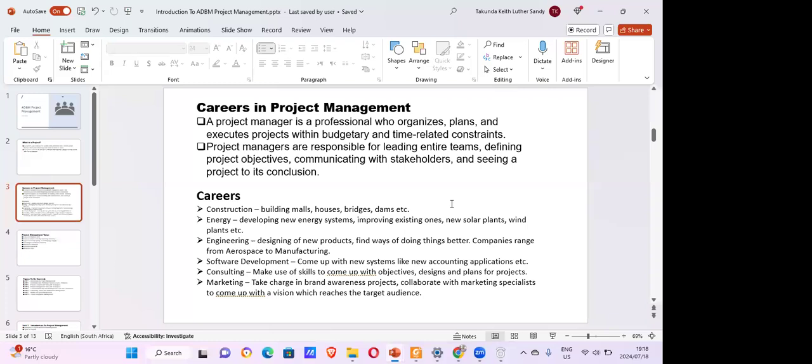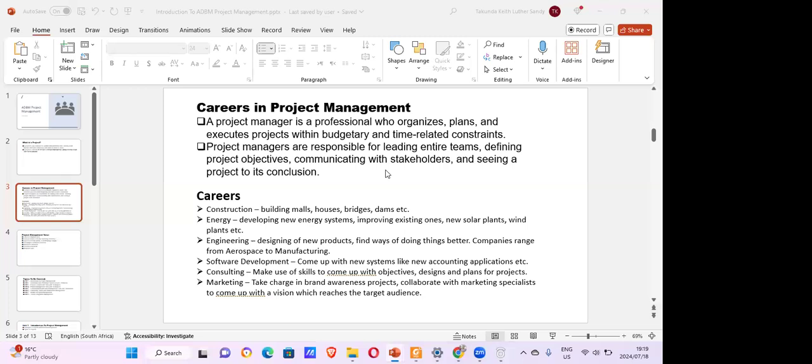Project managers are responsible for leading entire teams, defining project objectives, communicating with stakeholders, and seeing a project to its conclusion. All right. What are we saying there? We are saying that as a project manager, you are going to be responsible for the project that you will do. You are going to be responsible for the different cross-functional departments that will be working on that project.